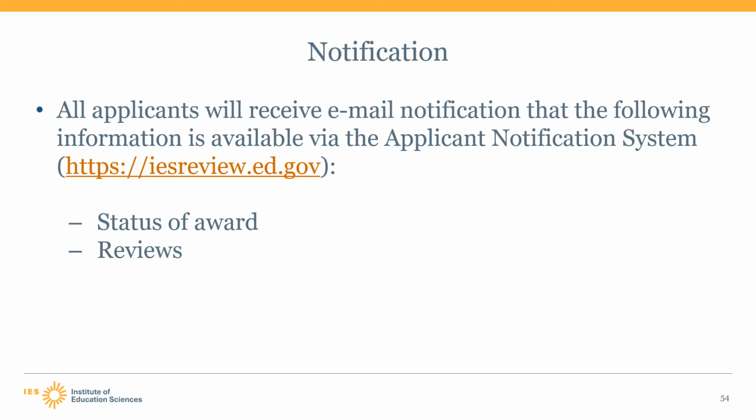The Applicant Notification System, ANS, is housed at iesreview.ed.gov. After you receive an email notification, you may sign into the ANS to view the reviews of your application and your award status, and if your application went to full panel, the review scores and panel discussion summary. We encourage you to discuss your reviews with the program officer and consider reapplying if your application is not funded.